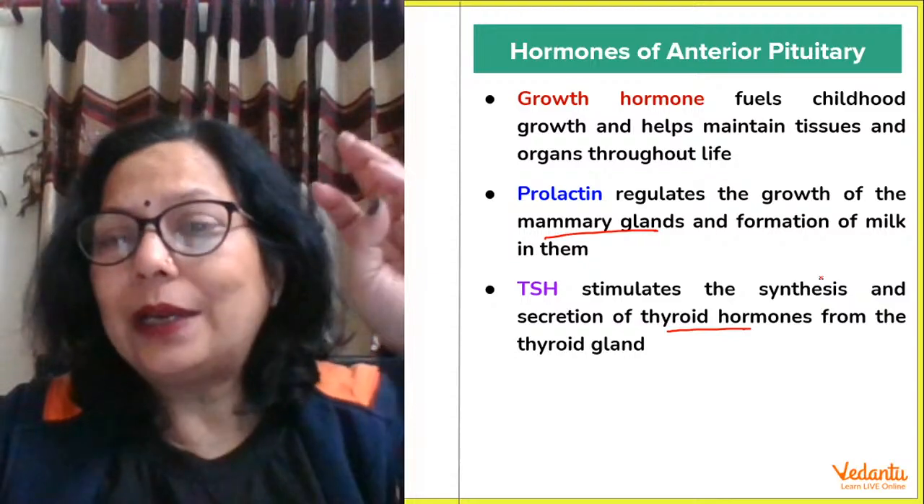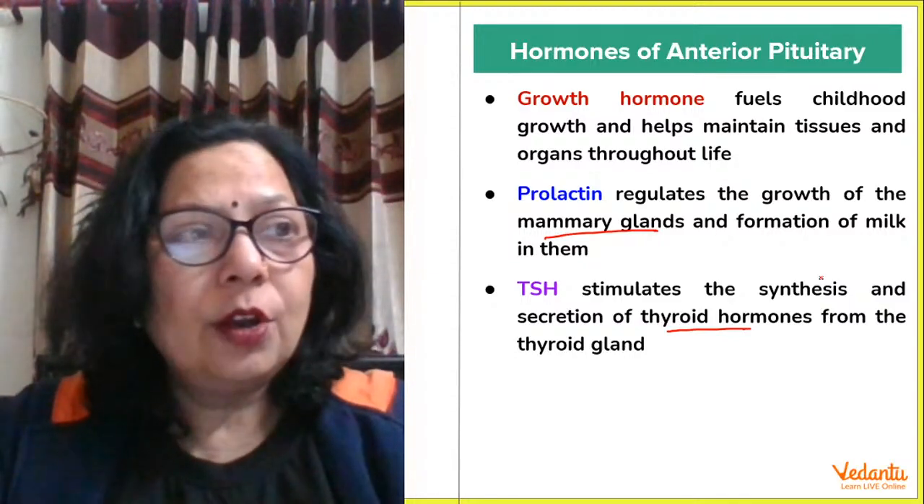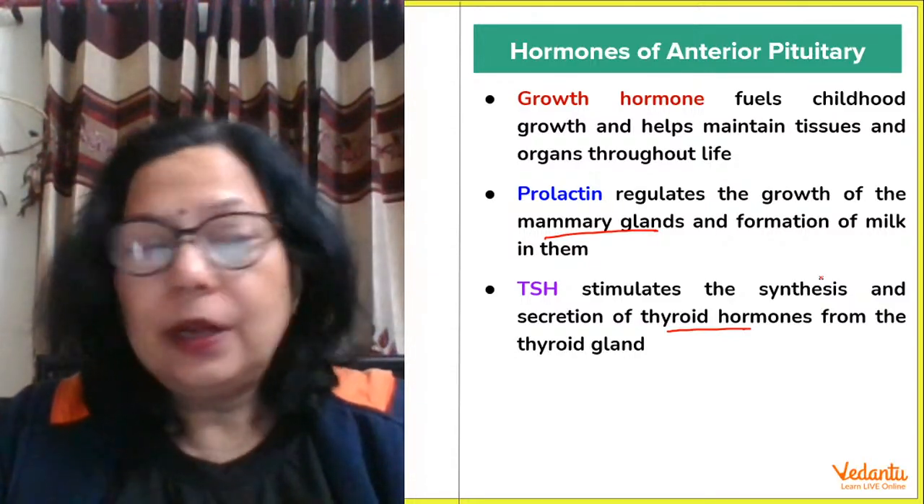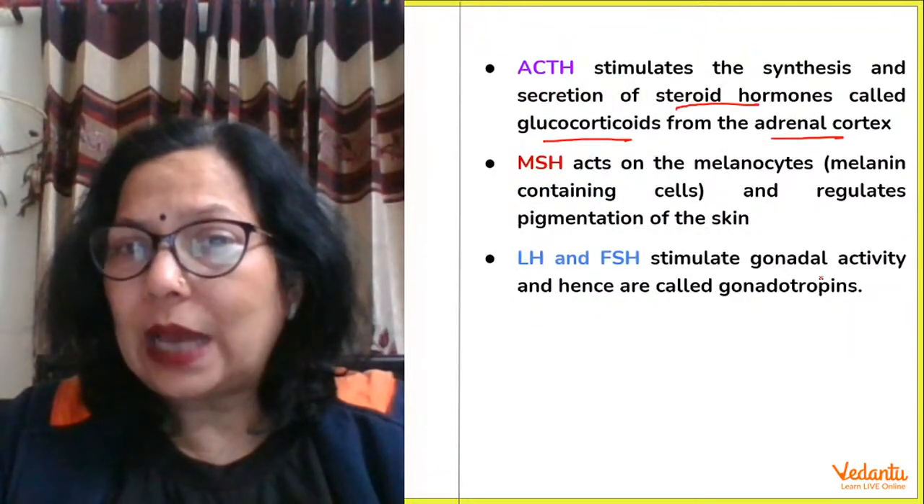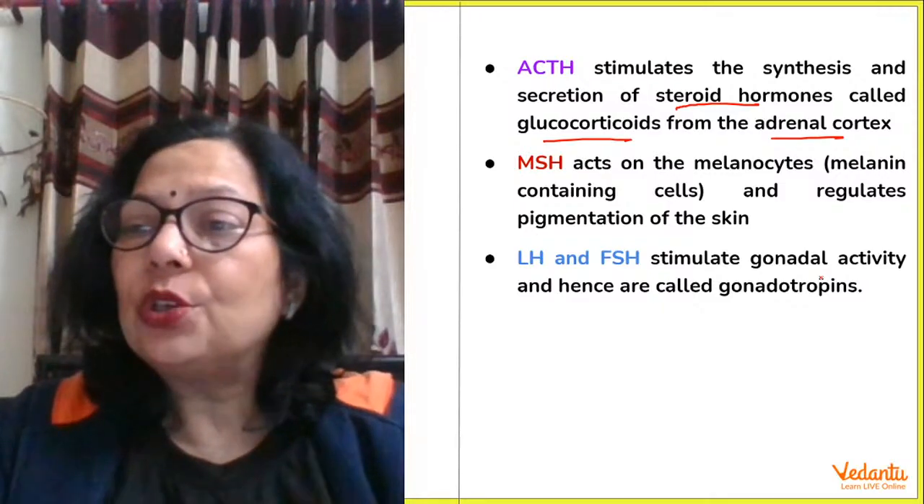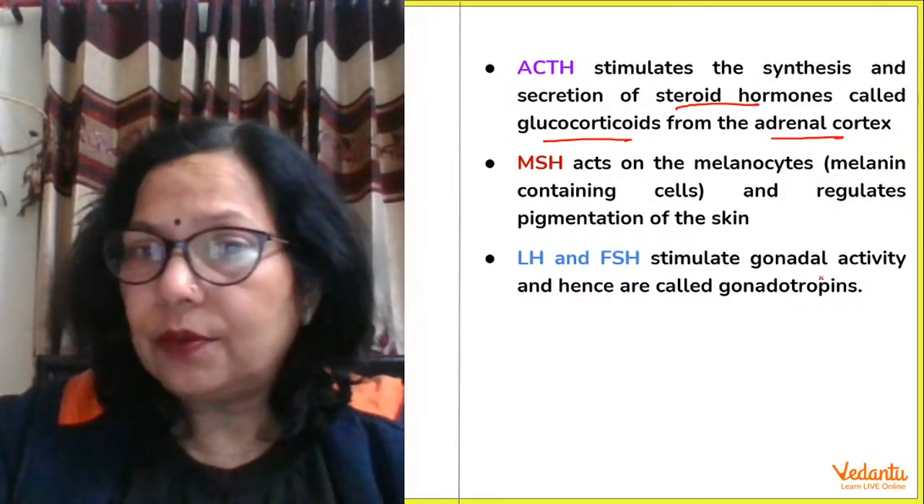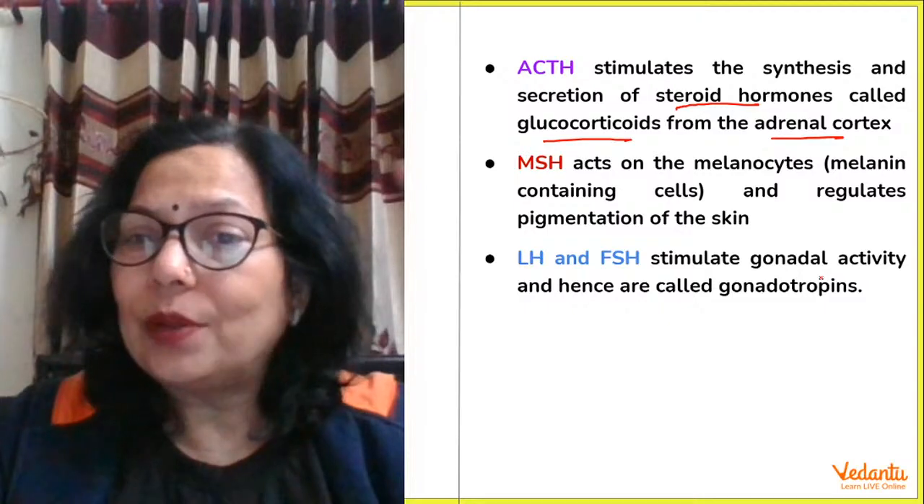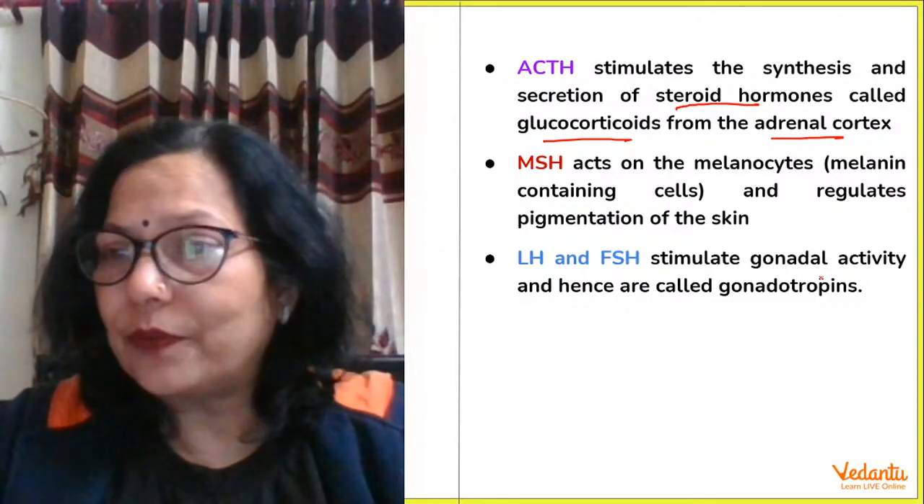So you have seen that growth hormone आप में growth के लिए, prolactin for the production of milk, thyroid stimulating for promoting thyroid secretion, ACTH for promoting the secretion of adrenal glands, right? MSH acts on melanocytes and regulates pigmentation of the skin.